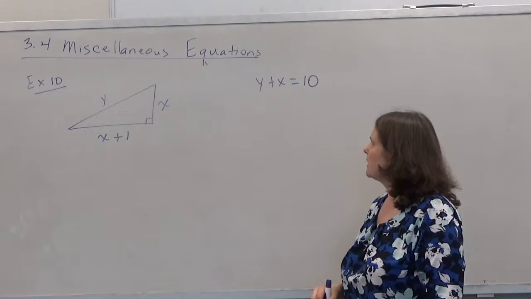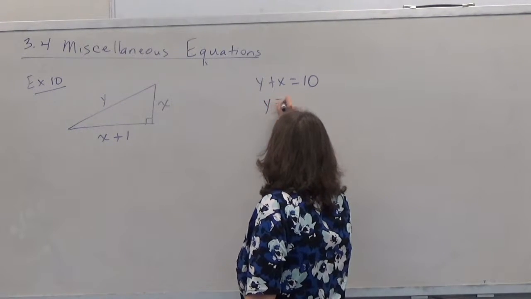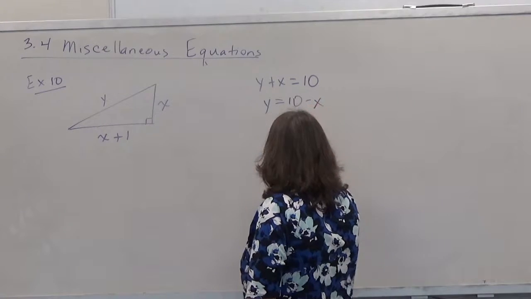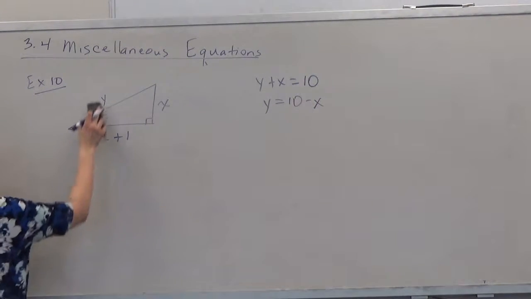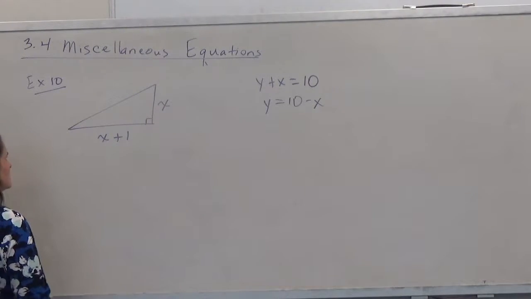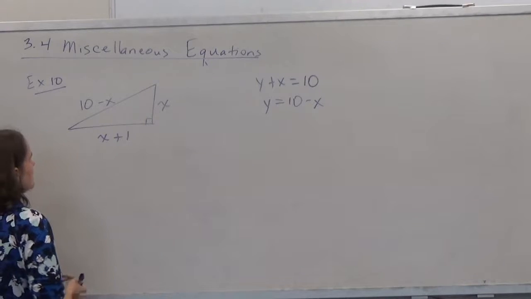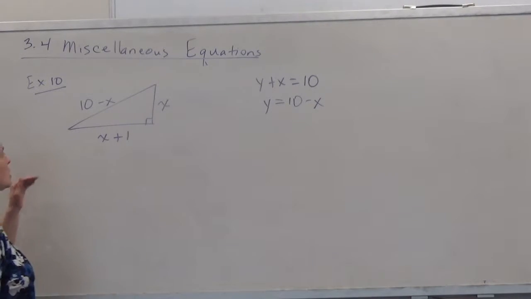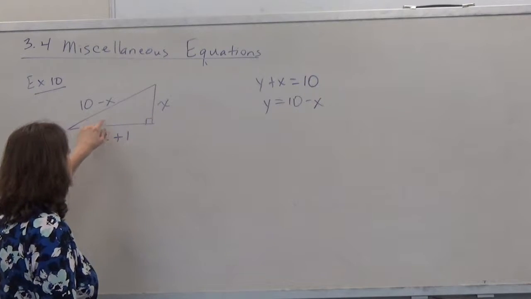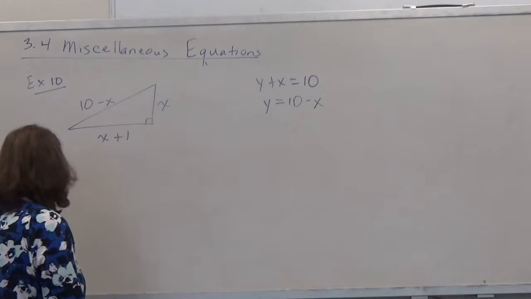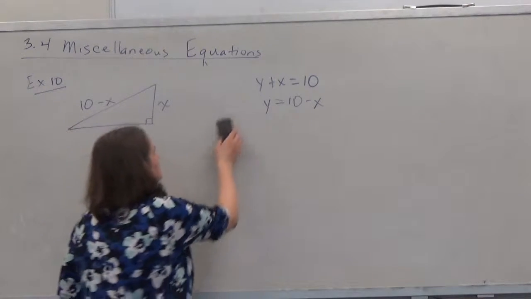So how can I define my hypotenuse? Let's subtract X, so we have Y equals 10 minus X. So I can use 10 minus X to describe my hypotenuse, because they told me the hypotenuse and the shorter side together were equal to 10. So we can express the hypotenuse as 10 minus X. Now we're ready to use the Pythagorean theorem.